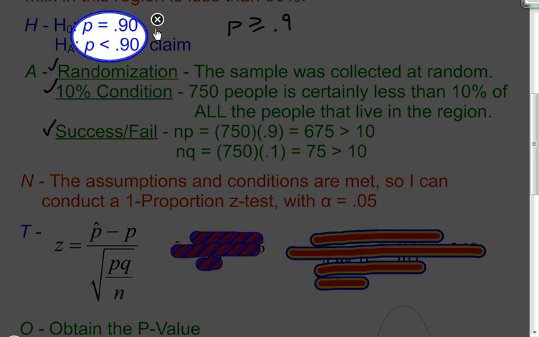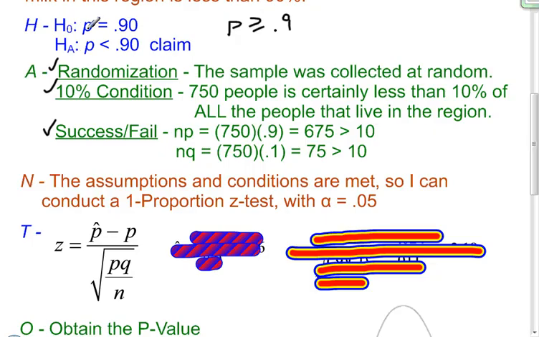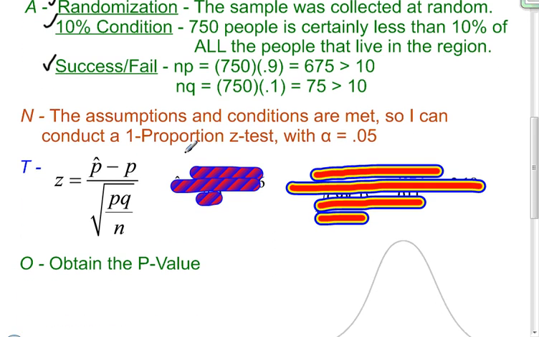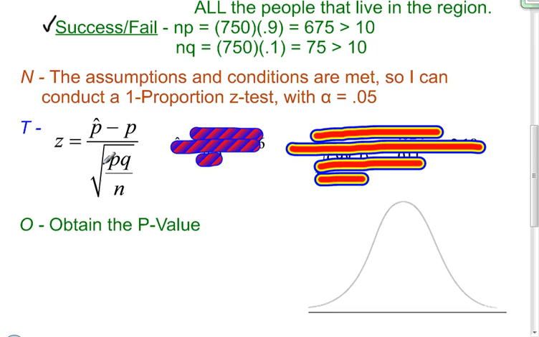And by the way, it would be a mistake to write P hat in your null and alternative hypotheses. You're always testing the population parameter. So you never want to put P hat in your null and alternative hypotheses. And then we divide by, down here back to our test statistic formula, we divide by the standard error.